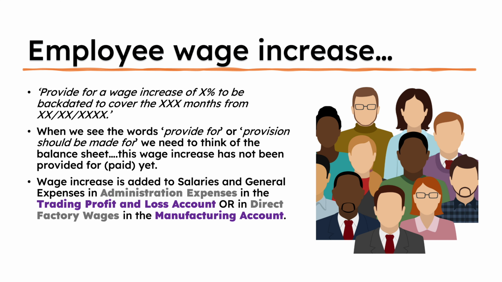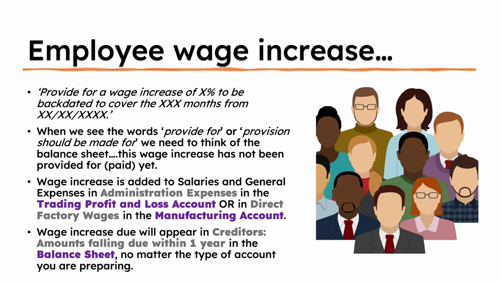So the wage increase is added to salaries and general expenses in the administration expenses in the trading profit and loss account, or it would go into direct factory wages in the manufacturing account if you were doing a manufacturing account. The wage increase due at the end of the year will appear in creditors' amounts falling due within 1 year in the balance sheet. And it doesn't matter what type of account you're preparing, a sole trader, a company or a manufacturing account, the wage increase due is going to go there.